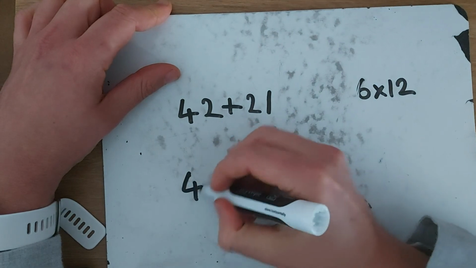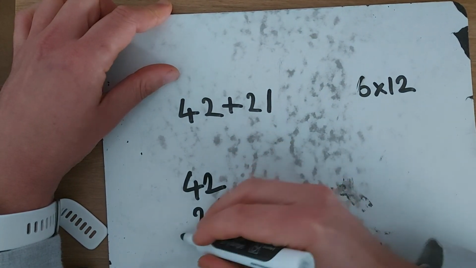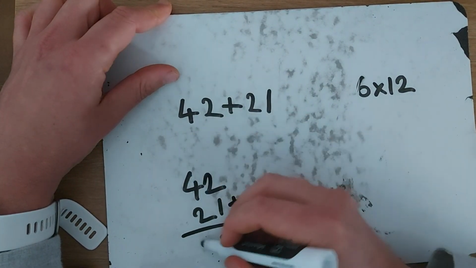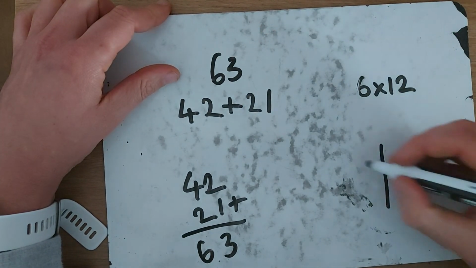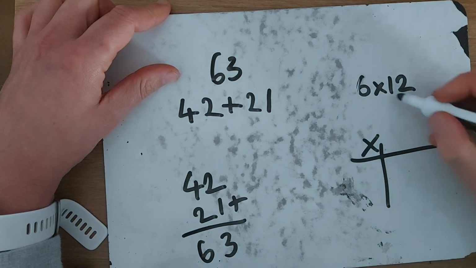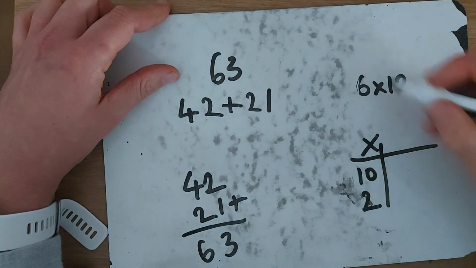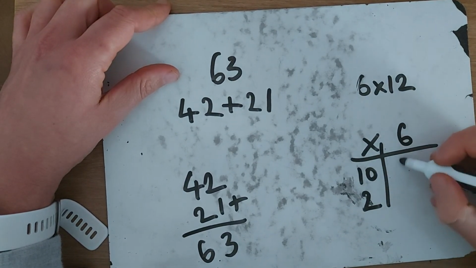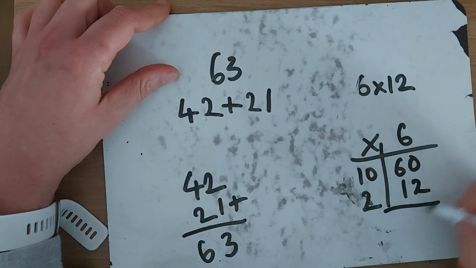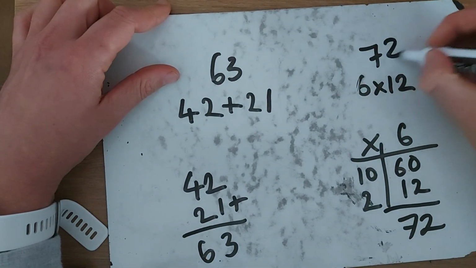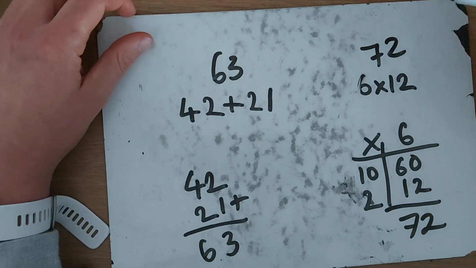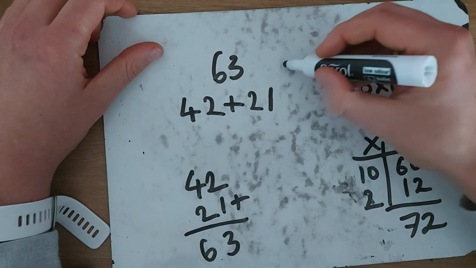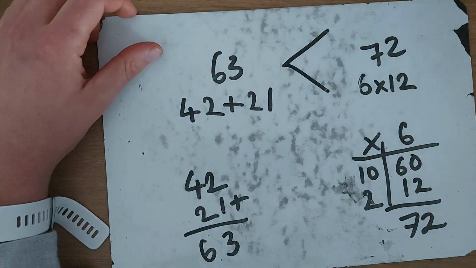You're going to have to do some adding. So I would use my column method here to do my adding. So that would be 63. Here, 6 times 12. Well, I might want to use grid method, the classic, partition that: 10 and 2, 6 times 10 is 60, 6 times 2 is 12, 72. So I don't know, what number do you think the greater than, less than sign wants to eat? Remember, it's a crocodile that wants to eat the bigger food, so it definitely goes this way.